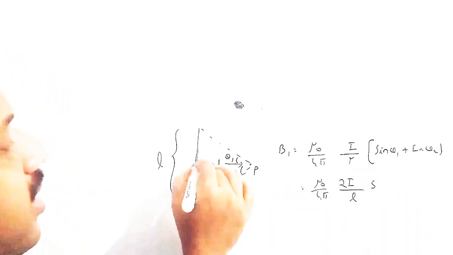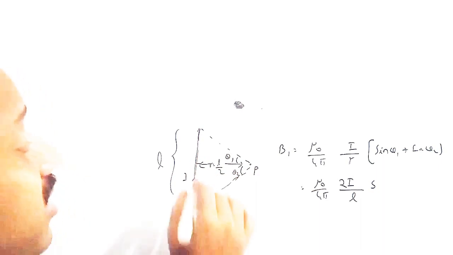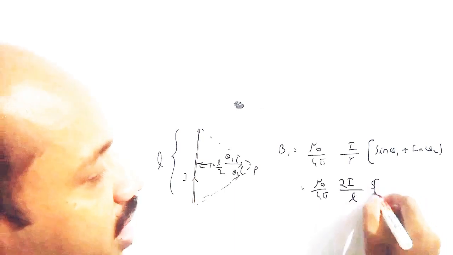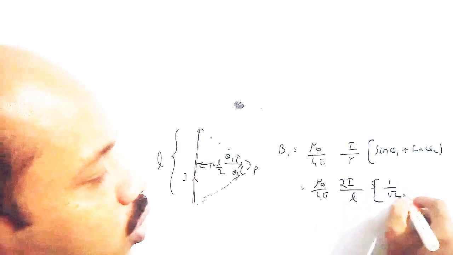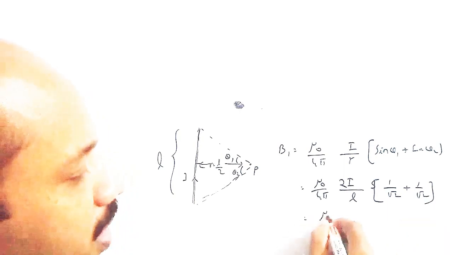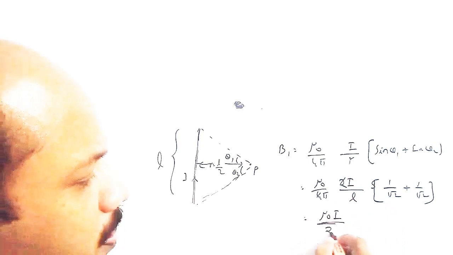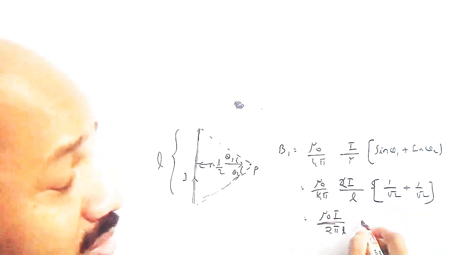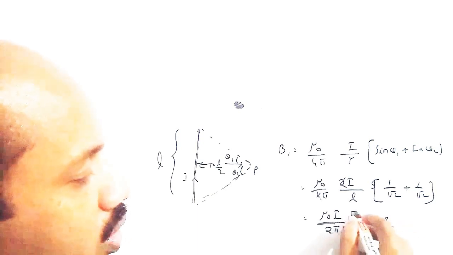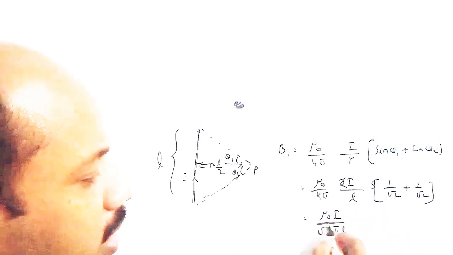Sin theta 1. It is exactly a right angle triangle, an isosceles triangle. Therefore theta 1 and theta 2 are 45 degrees. Sin 45 plus sin 45, that is 1 by root 2 plus 1 by root 2. Now it is mu 0 by 4 pi, on cancelling this, mu 0 I by 2 pi L. This is 1 by root 2 plus 1 by root 2, 2 by root 2, and 2 by root 2 is root 2, right? On cancelling this root 2 and 2, it is mu 0 I by root 2 pi L.